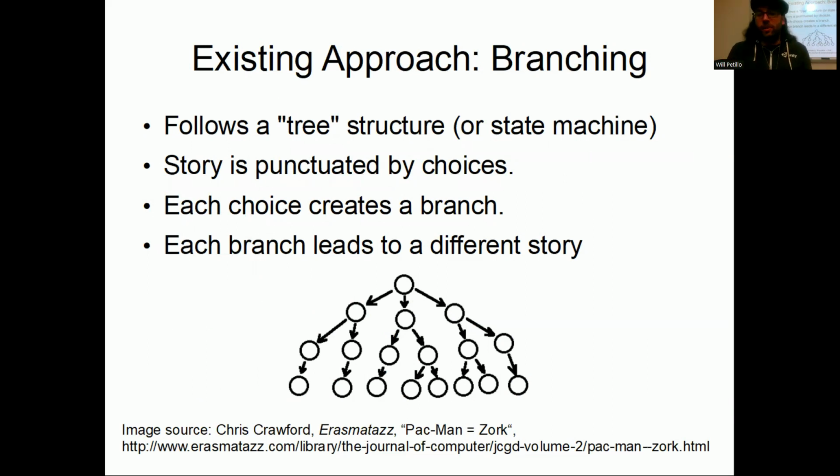Now getting on to actual interactive fiction techniques. The core thing, which really everything else is based on, is branching. And this typically follows some kind of tree structure or state machine, because it doesn't have to be all linear. You can loop back or reconnect and so on. In a branching story, the story is punctuated by choices. Each choice creates a branch. Each branch leads to a different story. So the choices you make change what the story is. You can get a visual of what this looks like in this graph, where each node is a thing that happens, a bit of dialogue, and the arrows represent choices.